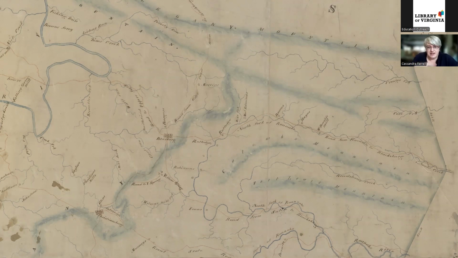So these manuscript maps identified post roads, stage roads, important creeks, waterways, important settlements, taverns, and important industries that existed in Virginia, which those who were establishing Virginia's transportation infrastructure needed to know.